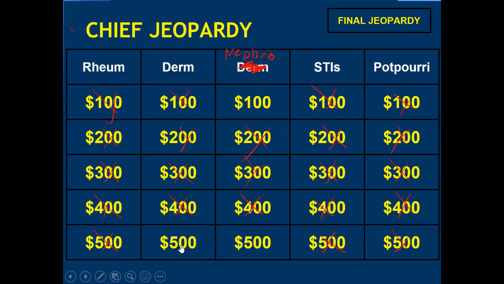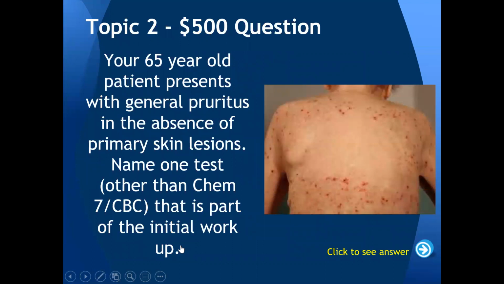Derm, 500. All right. Your 65-year-old patient presents with just general pruritus in the absence of any primary skin lesions. What clues you in is that he's itching everywhere, so he's causing these excoriations, but he can't reach his back, so his back doesn't have any excoriations on it. So these are all secondary skin lesions. Name one test other than a Chem7 and CBC that is part of the initial workup.